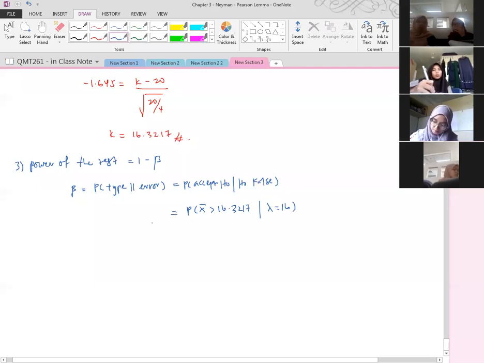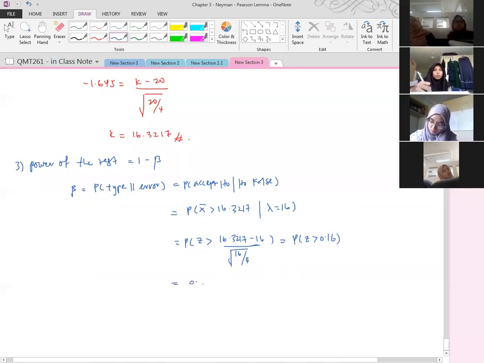So we can use a normal approximation because the lambda is more than 5. So it becomes the probability of z more than 16.3217 minus 16 divided by the square root of 16 over 4, right? Which should be equal to the probability of z more than 0.16. It should be equal to 0.4364. So this is the probability of type 2 error.